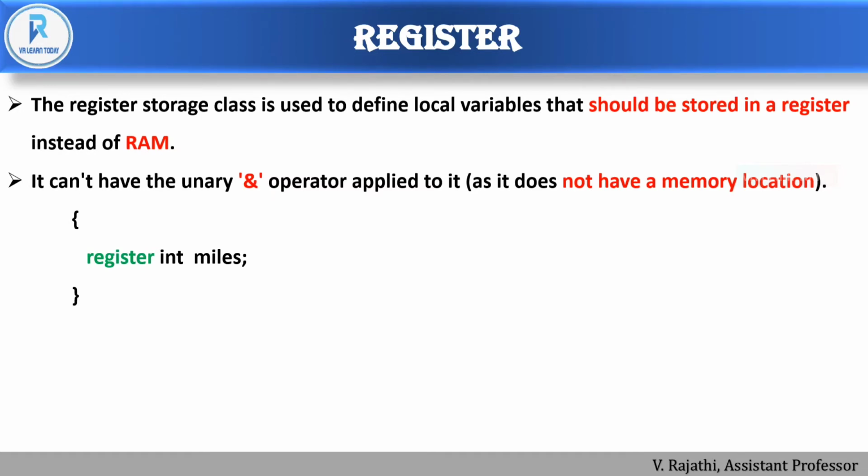The unary operator ampersand is mainly used to get the address. Normally a variable is stored in RAM, so we can easily get the address through a pointer variable, like &a and *. This pointer concept is not applicable for register, because if you use the register keyword for declaring a variable, that particular variable is not stored in RAM, it is stored in a register. That is the reason we cannot apply the unary operator.